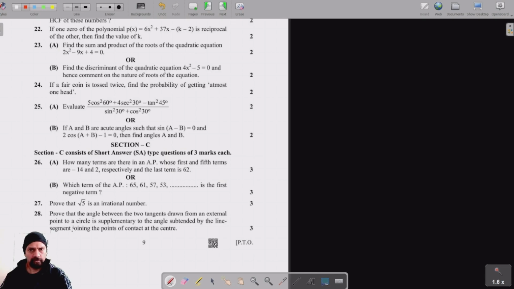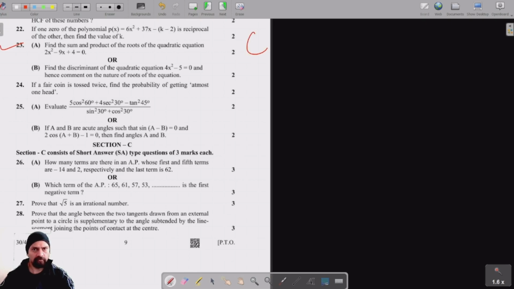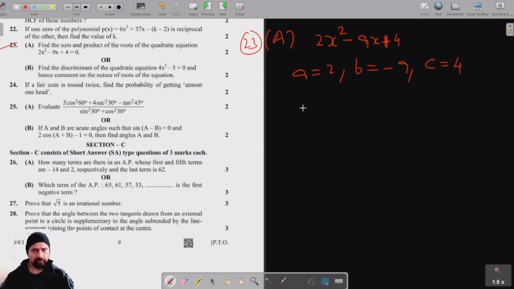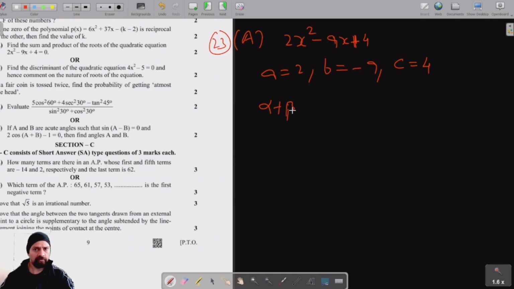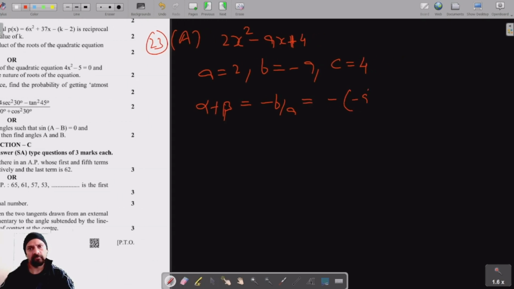Okay, for question number 23, part A, we have to find the sum and product of the roots of the quadratic equation. The quadratic equation is given by 2x square minus 9x plus 4, where a is equal to 2, b is equal to negative 9, and c is equal to 4. We have to find the sum and product of the roots. So we need not find the roots because we know the sum of the roots is given by negative b by a. So negative of negative 9 by 2, which is 9 by 2. So this is the sum.